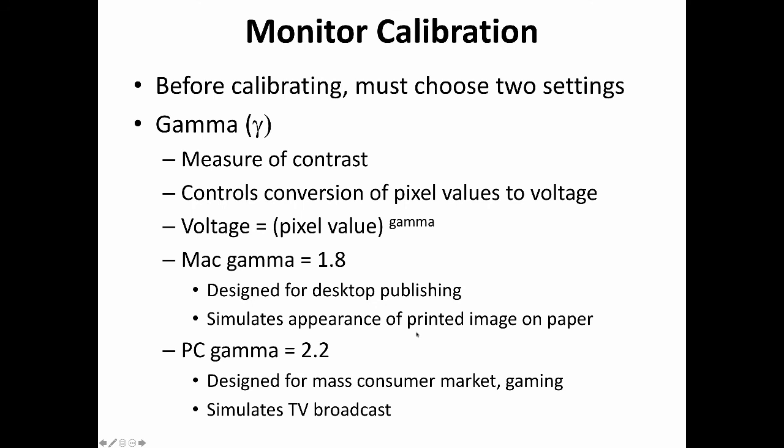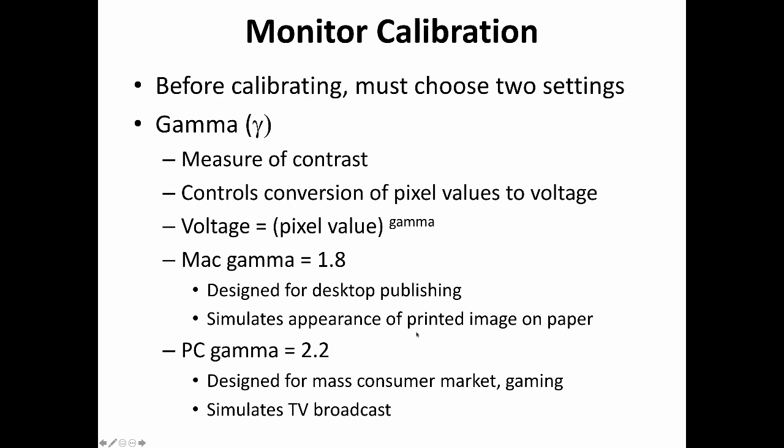So let me explain what gamma is first. To put it very simply, it's a measure of contrast. It's a measure of how contrasty the images are going to appear on your screen. To go into it in a little bit more detail, gamma is a mathematical expression that essentially controls how the RGB values that are stored in your digital file are converted into the voltage that is sent to your computer monitor to actually display the image on screen.